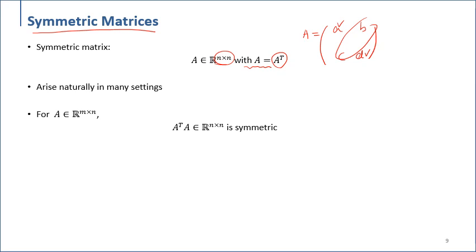So that means the matrix should be like this. And you can also construct a symmetric matrix for any given matrix by multiplying the transpose of the matrix itself into the matrix itself.